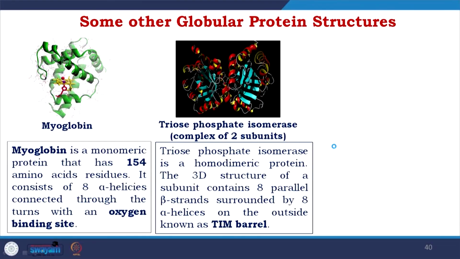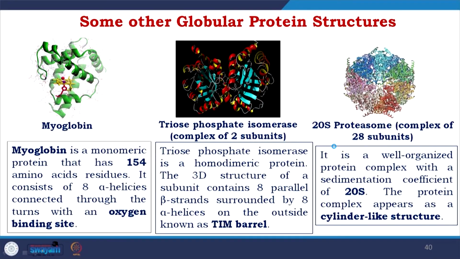Triose phosphate isomerase, this is called TIM. It is a homodimeric protein, with a 3D structure of the subunit. It is a beautiful structure. It has 8 parallel beta strands surrounded by 8 alpha helices. TIM barrel proteins are available in many domains of life. Triose phosphate isomerase is the first protein where the TIM barrel was actually found. The first structure was solved because this is part of our most abundant metabolic pathway, which is glycolysis.